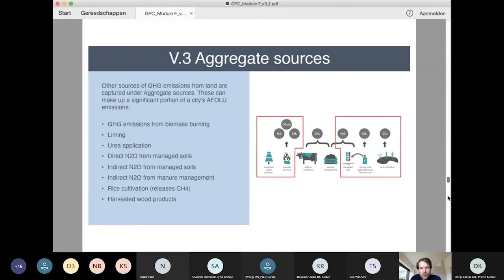The last category on aggregate sources basically looks at greenhouse gas emissions from biomass burning, liming, fertilizer application, direct application of N2O, but also indirect application of N2O, rice cultivation, and wood products, as I mentioned, that store carbon for a longer period of time outside of this system.